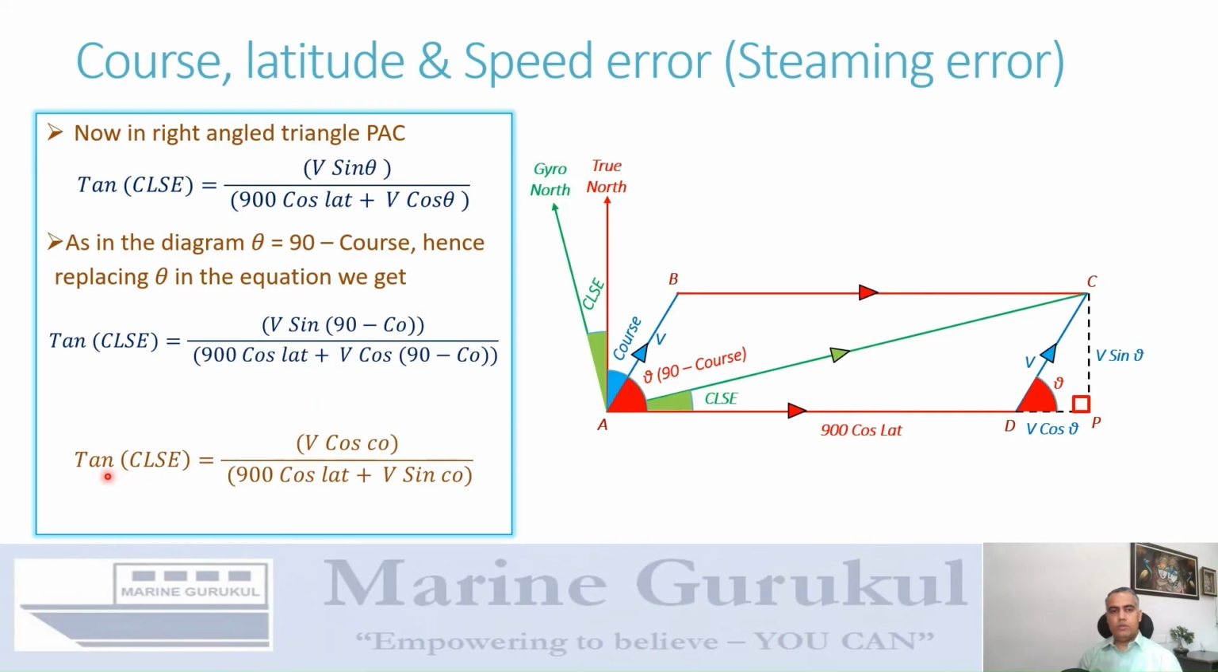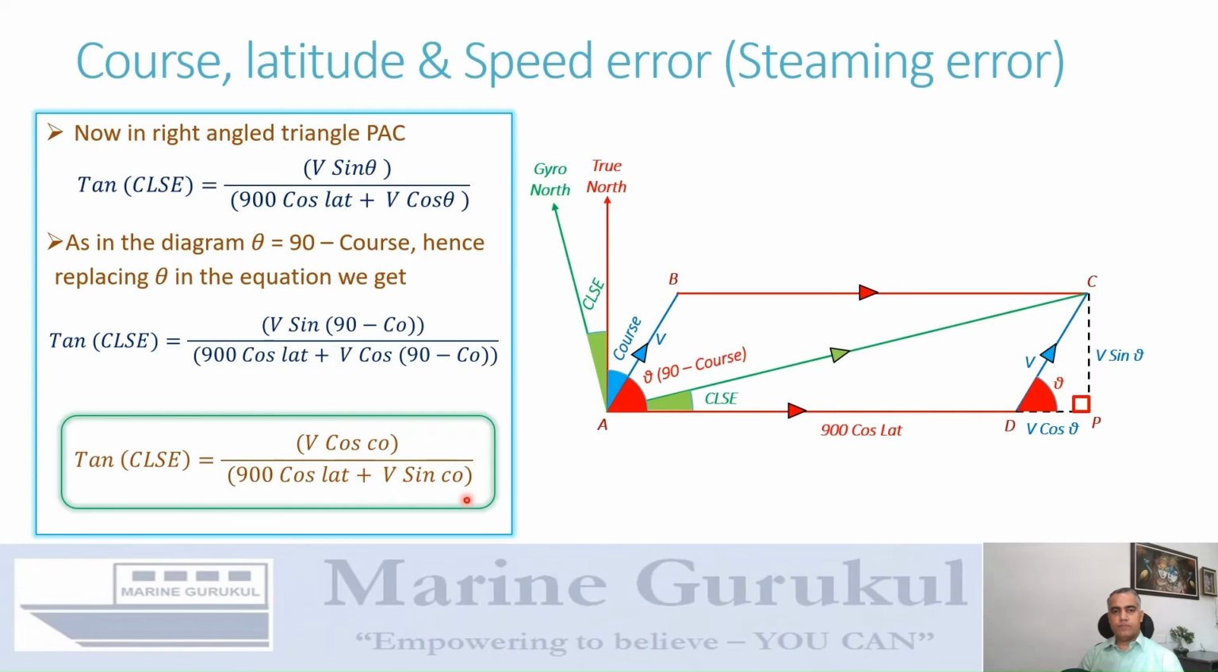And thus the formula now converts to tangent of CLSE is equal to V cos course. Sine of 90 minus course becomes cos course. So the numerator turns out to be V cos course divided by 900 cos lat plus V sin course. Cos of 90 minus course, as in the previous steps, converts to sine of course. Thus, bringing us to the formula: tangent of CLSE is equal to V cos course divided by 900 cos lat plus V sin course.